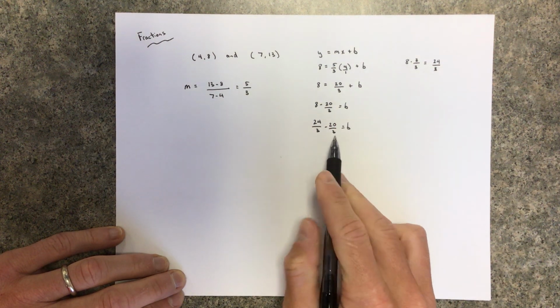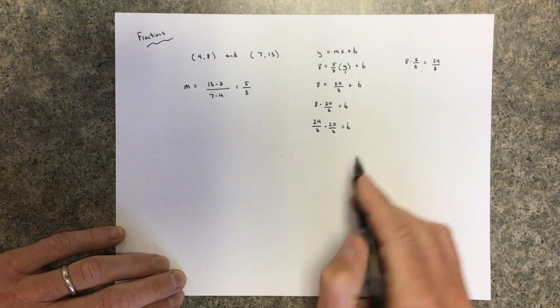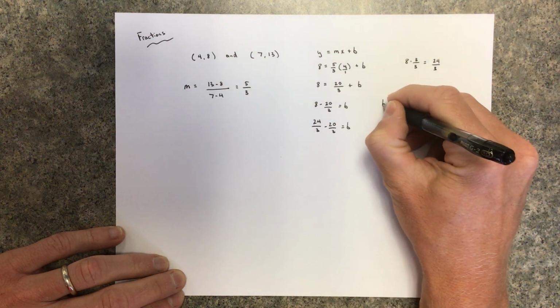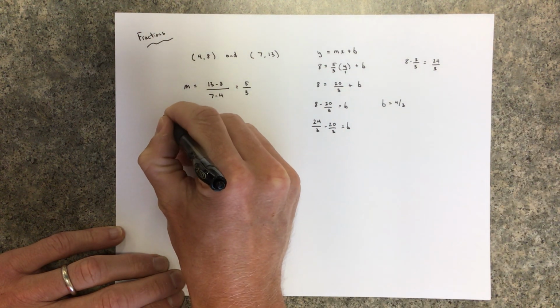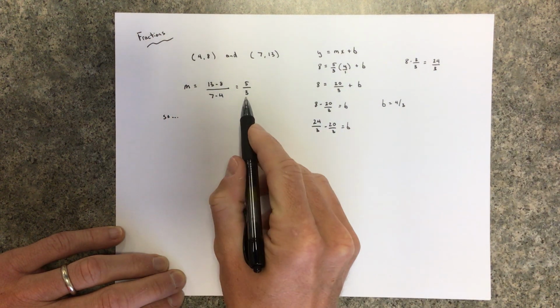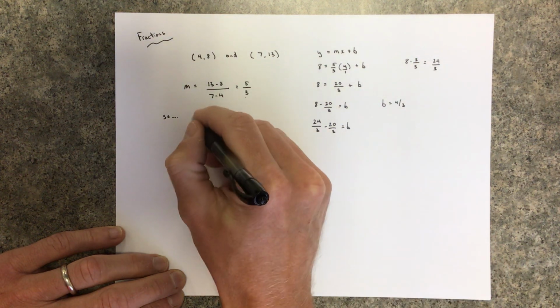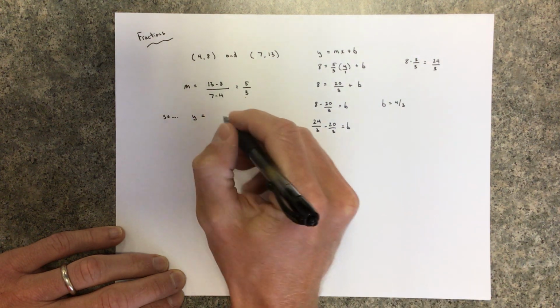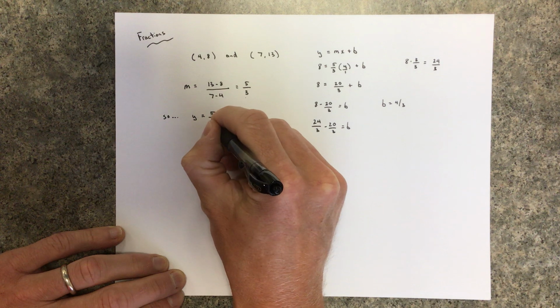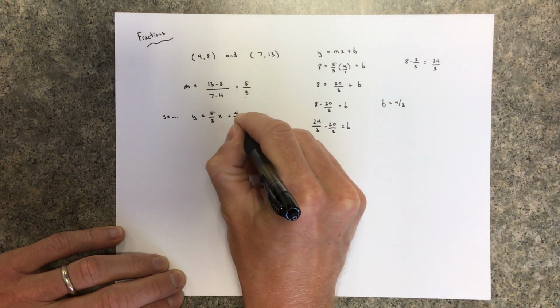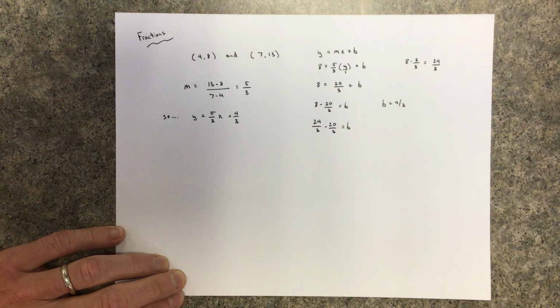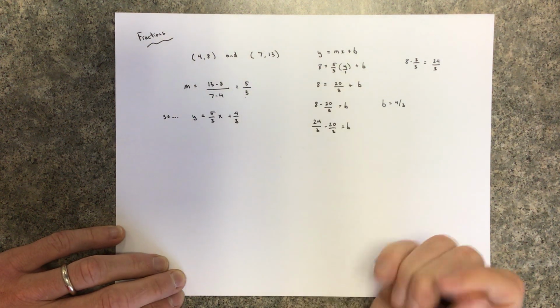Well, now they have a common denominator. 24/3 minus 20/3 is just 4/3. So b is 4/3. So now I know the slope and I know the b value. So now I can write the equation. Y equals m, the slope, 5/3, x plus b. Okay, that's the equation of the line that goes through those 2 points.